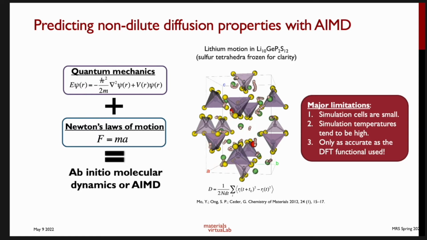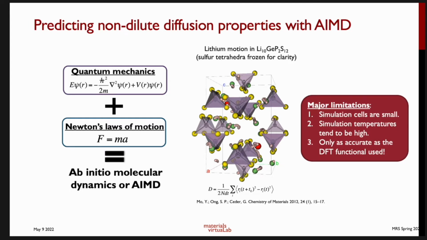Your simulation cells are small. When we did LGPS, we basically just used a single unit cell. The simulation temperatures tend to be high. Usually people start simulating at 600 K, if not higher. And as you well know, most of the alkaline superionic conductors are basically not stable at above, say, even 400 K. So in essence, we are simulating something at a very high temperature, and then we are extrapolating it down to room temperature and assuming that that extrapolation is actually correct. And I'm going to show you that that's actually not the case.